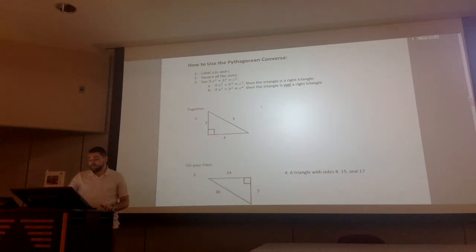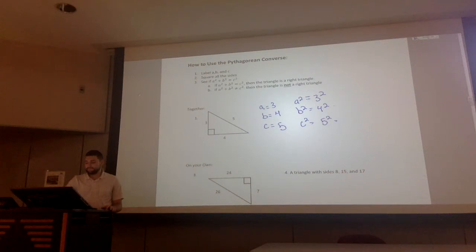So first I'm going to label my variables again. So I'm going to say that A equals 3, B equals 4, and C equals 5. Next I'm going to do the same thing that I've been doing and saying A squared, B squared, and C squared equal the squares of their lengths. So A squared equals 3 squared, B squared equals 4 squared, and C squared equals 5 squared. And then we can do that out and say 3 squared equals 9, 4 squared equals 16, and 5 squared equals 25.